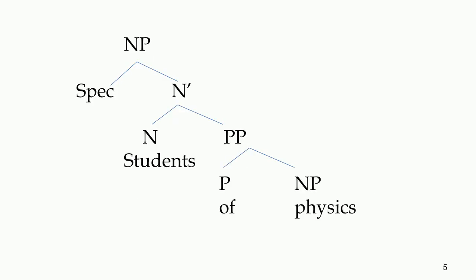And then when we want to see them together, "students of physics," this is how it looks. In this structure, we have only expanded the PP and tried to demonstrate that the whole PP "of physics" is the complement of the head noun "students," and in the second one the head is a preposition and the whole NP "physics" is the complement of that preposition. So this is the structure which indicates how two different types of structures are combined together.